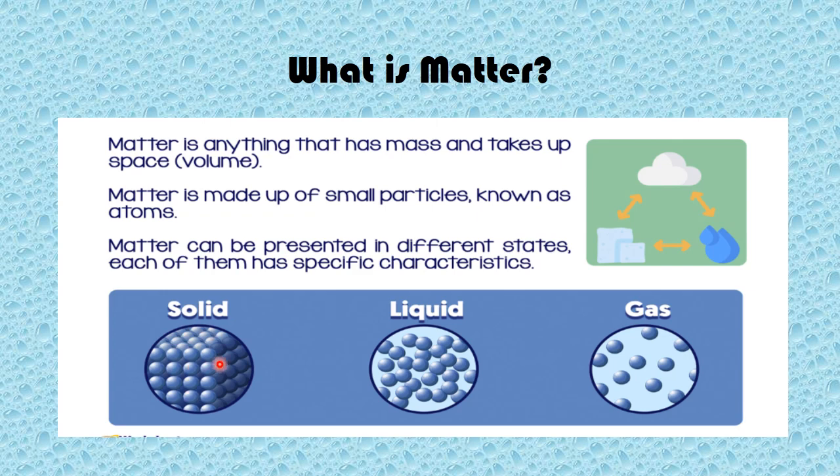You can see that all the particles are arranged in a regular pattern, while in liquids they are not arranged in a regular manner because there are spaces between the particles, while the particles in gases are widely apart, as you can see in the picture here.